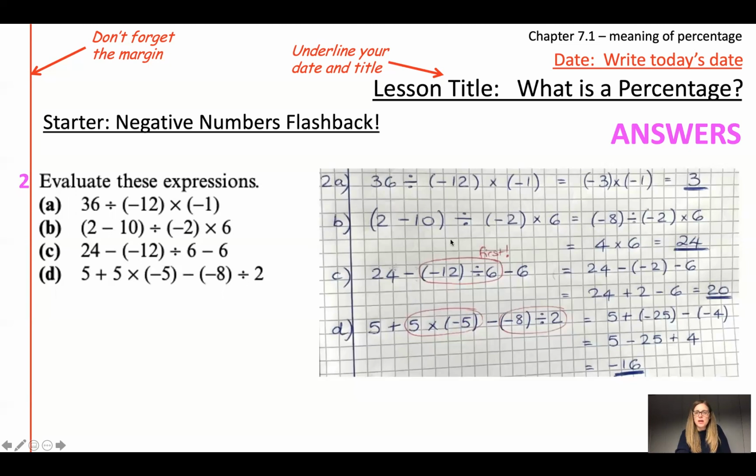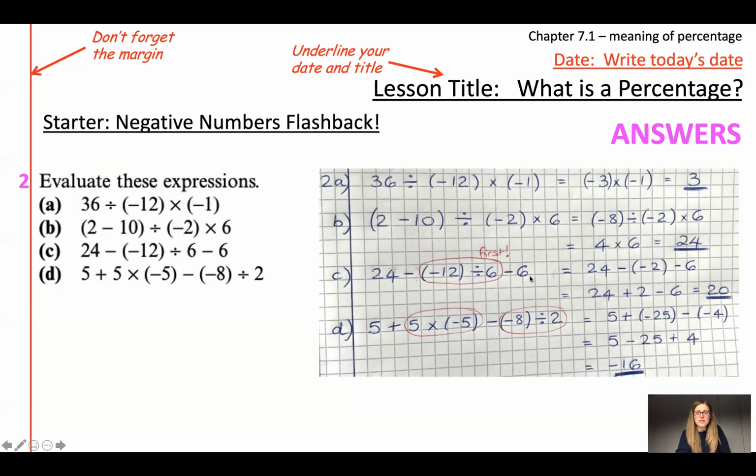2B. Okay, I will need to do the division bit first. However, brackets come before division. So I'm going to have negative 8 here, and then I'm going to divide by negative 2. That's going to give me a positive 4, and then I'm going to multiply by 6 to get 24.